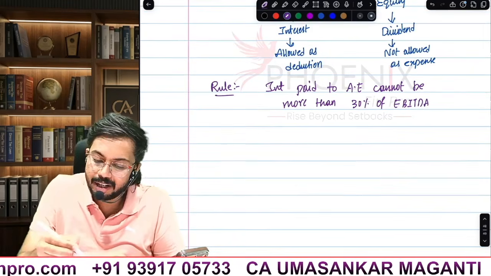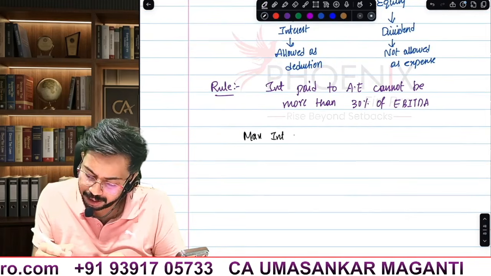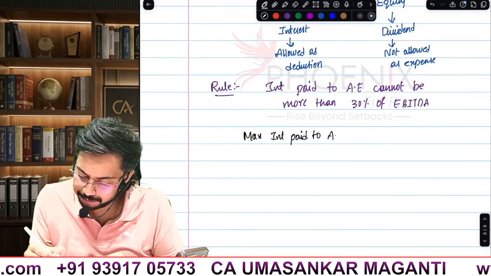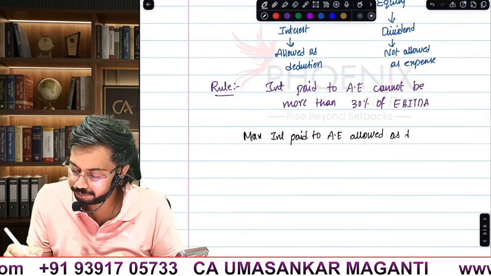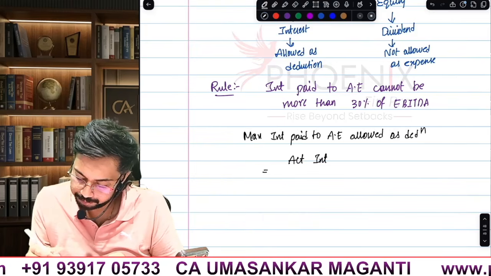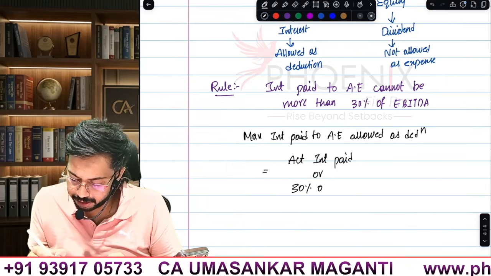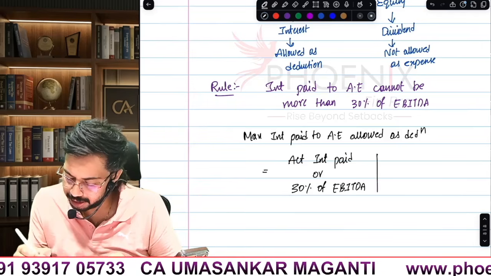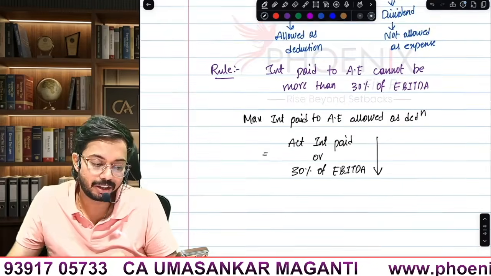So we can simply write one formula. Max interest paid to associated enterprise allowed as deduction is equal to actual interest paid or 30% of EBITDA, whichever is lower will be allowed as deduction. Are you able to understand? That is the maximum interest which is allowed as deduction.